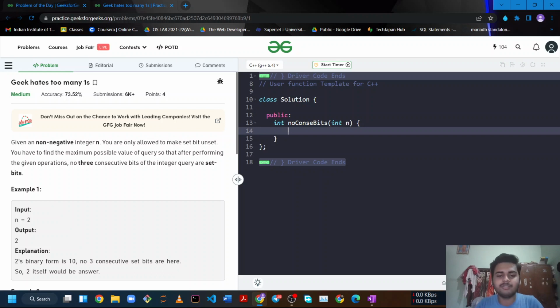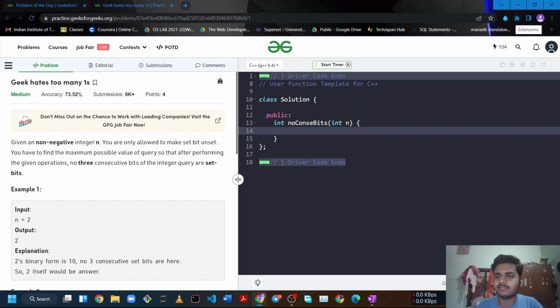So today we are going to discuss the GFG problem of the day, "Geek Hits Too Many Ones". I hope you read the problem, but I'm going to simply explain it. We are given one integer n, and Geek hits three consecutive ones. If we find any three consecutive set bits, then we have to remove one of them so that there are no longer three consecutive ones.